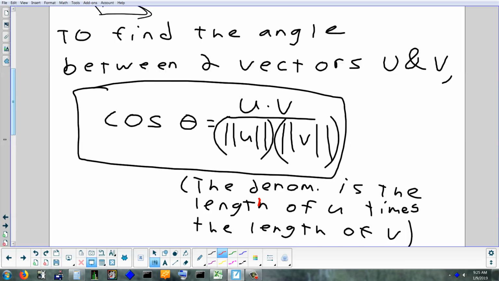I don't think you need to write what's in parentheses as long as you know what the double bar symbol means. The denominator is the length of u times length of v. Okay, so that saves a lot of time, having to do the distance formula 3 times to get all the sides, and then plugging everything into law of cosines. A lot less calculations with this formula.